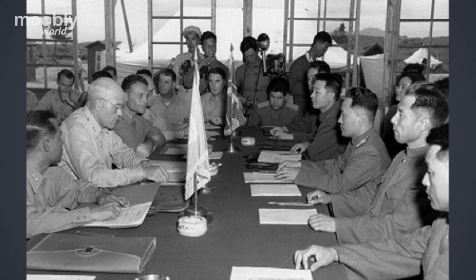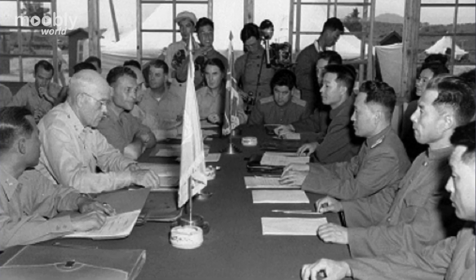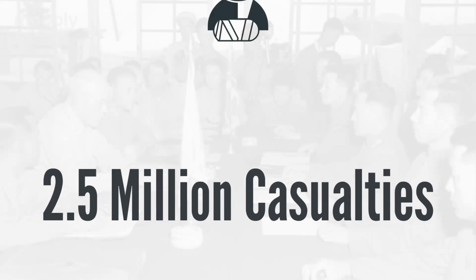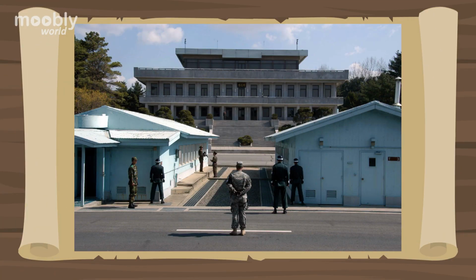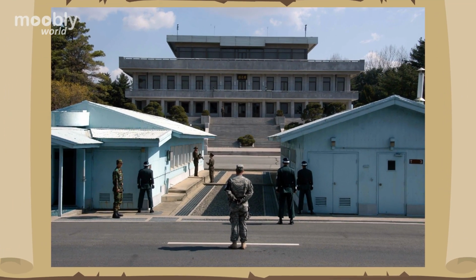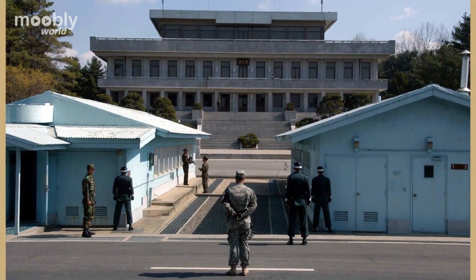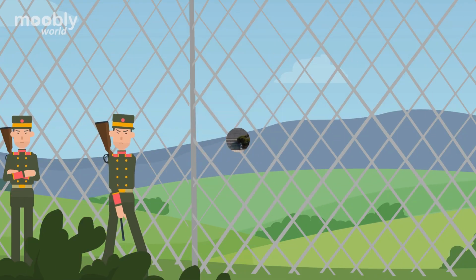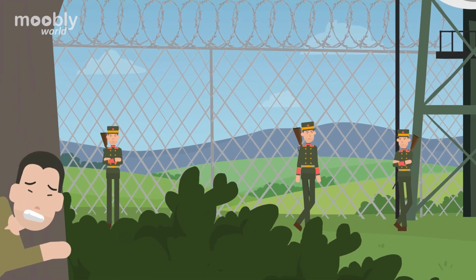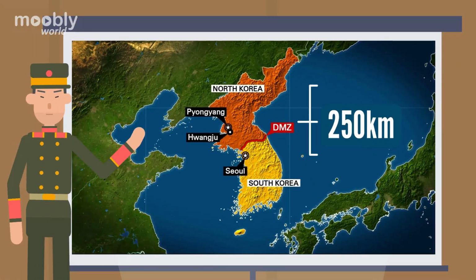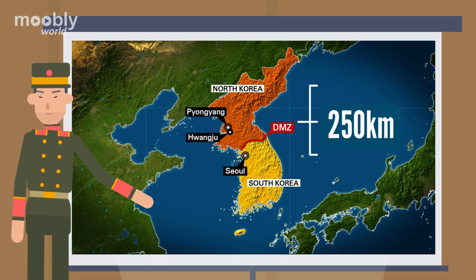In 1953, the war ended in an armistice, an agreement between the two to stop the fight. In total, the Korean War had 2.5 million casualties, and its conclusion was that the Demilitarized Zone, or DMZ, was established. Maybe you've heard of this in our previous video, but if you haven't, the DMZ is the long barrier that separates North Korea from South Korea. It is 250 kilometers long and serves as a buffer zone between the two nations.